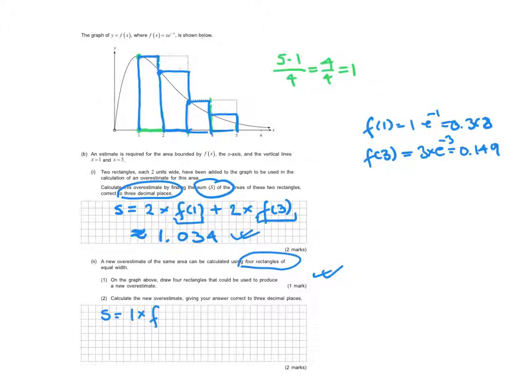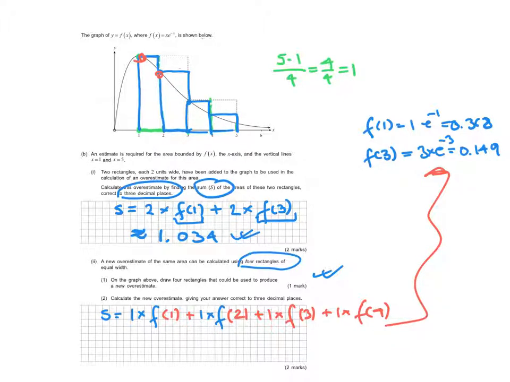1 times f at 1, like here, f at 1 plus, and then again, 1 times f at 2, and then again, plus 1 times f at 3, plus 1 times f at 4. Now, how are you going to find f of 2, f of 3? Same way as we have done it here, by substitution.